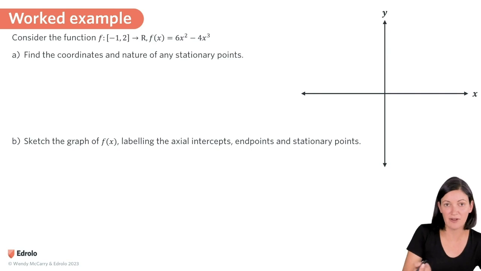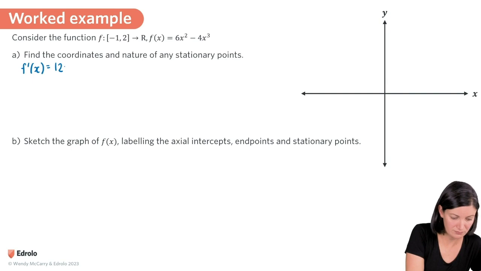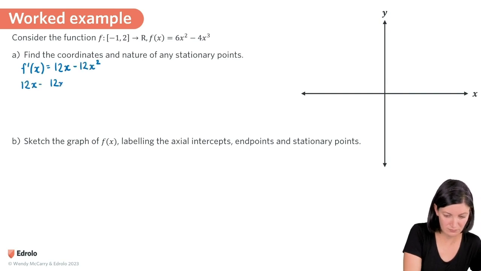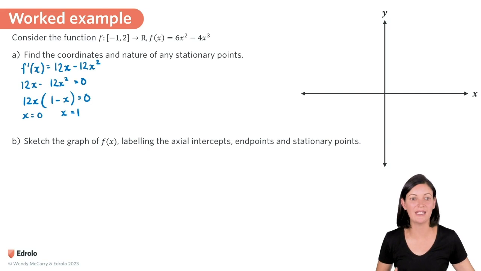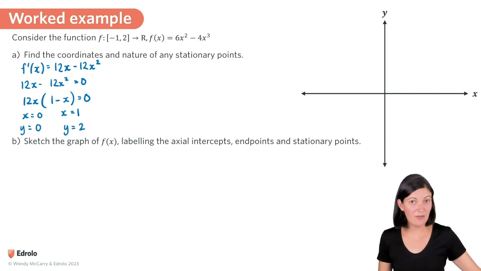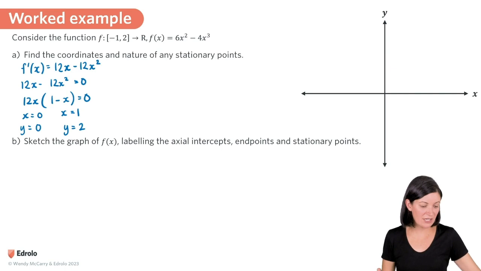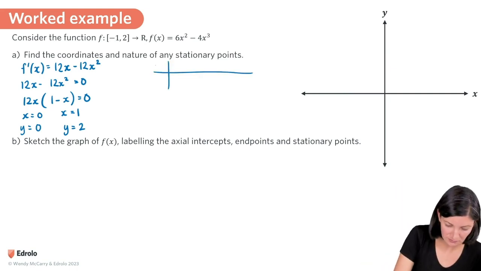First thing is find the derivative, set it equal to 0, and solve for x. Once I know my x coordinates, I can substitute them back into the original function to find the y coordinates. So here I've got 2 stationary points at (0, 0) and at (1, 2). I'm going to now work out whether we have maximums or minimums or points of inflection.